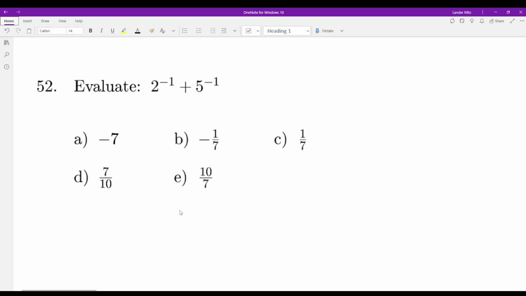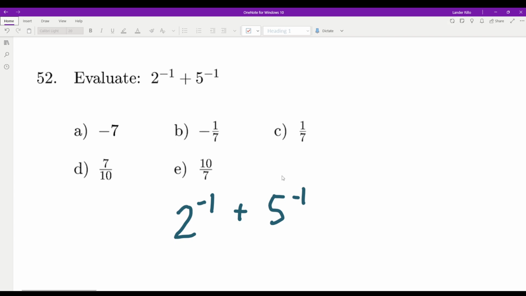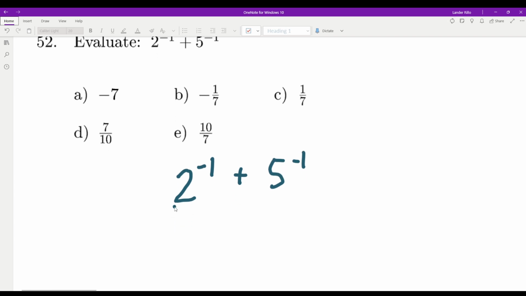Now, let's do this one. 2 to the power negative 1 plus 5 to the power negative 1. Can we add the exponents together? Well, clearly not, because that only works for multiplication, and the bases are different. So you would actually have to look at them individually. So remember how we would turn the exponent to positive?